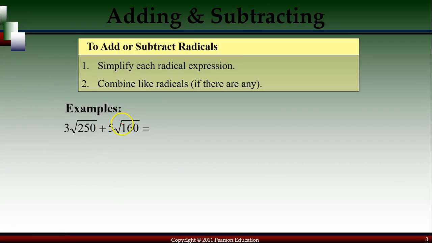All right, so here are the steps to adding or subtracting radicals. First, we need to use the skills that we have learned in the previous couple sections. We need to simplify each radical expression. And then second, combine the like radicals if there are any. So in this problem right here, the first step is to simplify these radicals. I'm going to go ahead and write this out step by step.